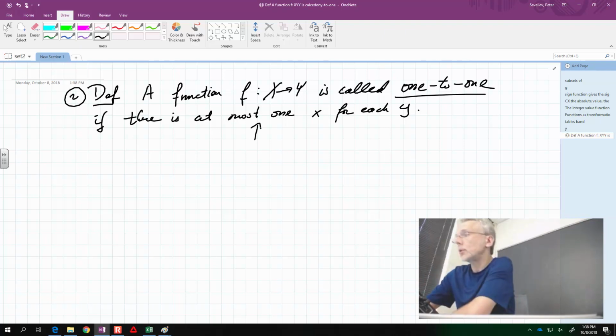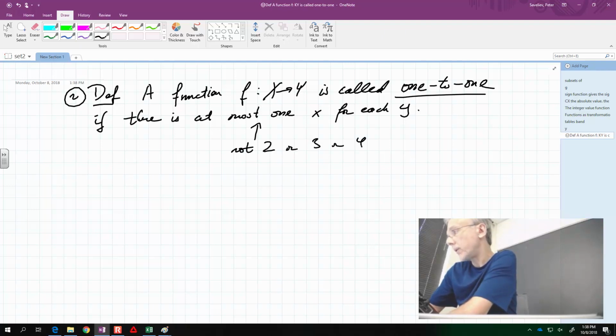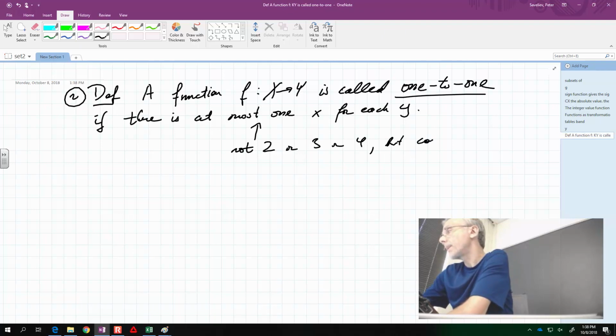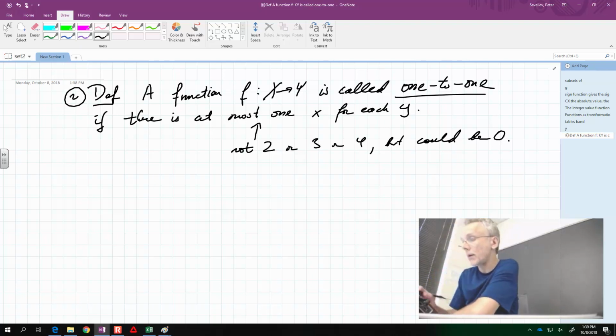It's possible to have at most 1, which means not 2 or 3 or 4, but could be 0. So we do not require this to be onto, and the example of such a function is, we just saw it a minute ago. Well, actually, we didn't see it a minute ago. Okay, well, let's think of examples that are one-to-one.